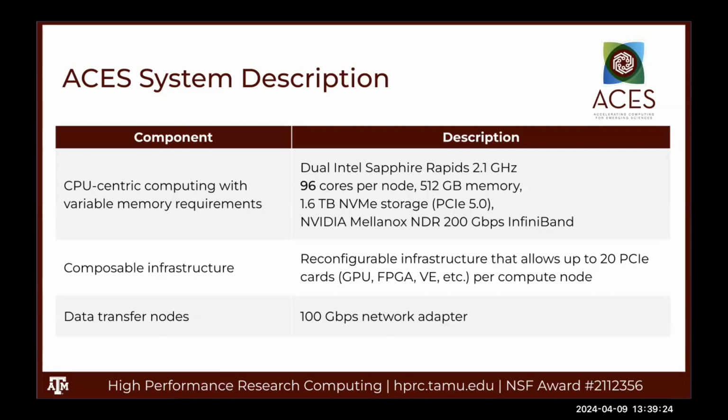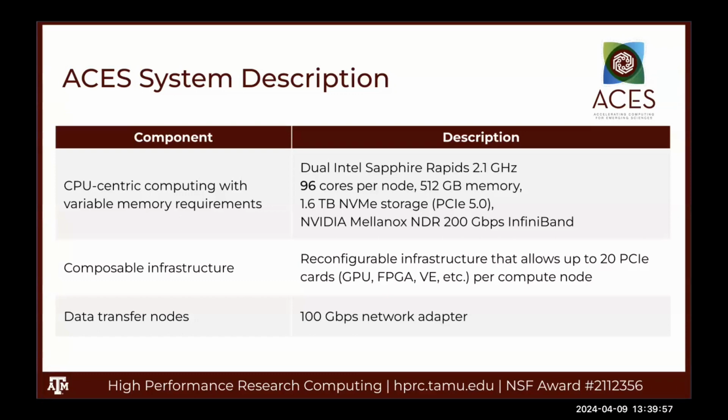For composable infrastructure, we have reconfigurable infrastructure that allows up to 20 PCIe cards. You could have 20 GPUs interconnected through this interface. There's no way you can get a single computing node with 20 GPU cards in it, but with this composable infrastructure, it's doable. And you can mix up your GPUs and FPGAs depending on your application. This infrastructure makes it possible to do this software configuration.